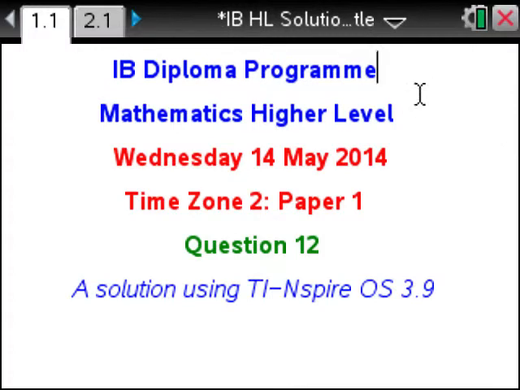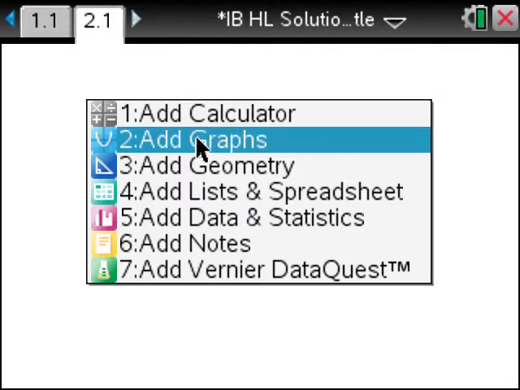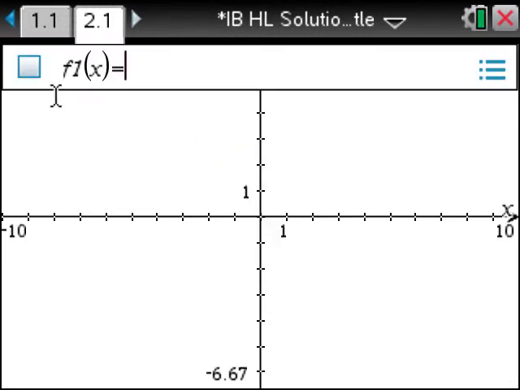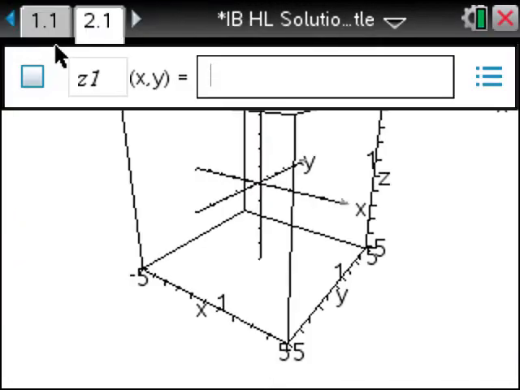Higher level paper 1, question 12. Now we're being asked to show that two things are skew lines. We could do that graphically if we want. We could change the view from a graph page to be 3D graphing.